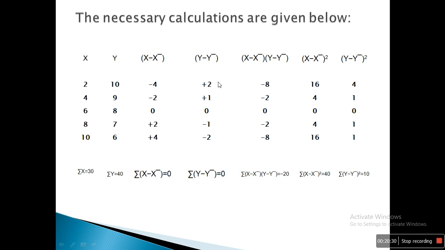Similarly for the y series, and then we multiply these two columns. The third and the fourth column is multiplied, so we get minus 8. Similarly, we do the square of the third column and the square of the fourth column. So we get these values. And finally, we are finding the summations of everything. So you can see over here that the third and fourth columns sum to 0, and the fifth, sixth, and seventh columns have certain values. This is minus 20, and here it is 40 and 10. So we have done the necessary calculations, and I am taking you to the next slide.